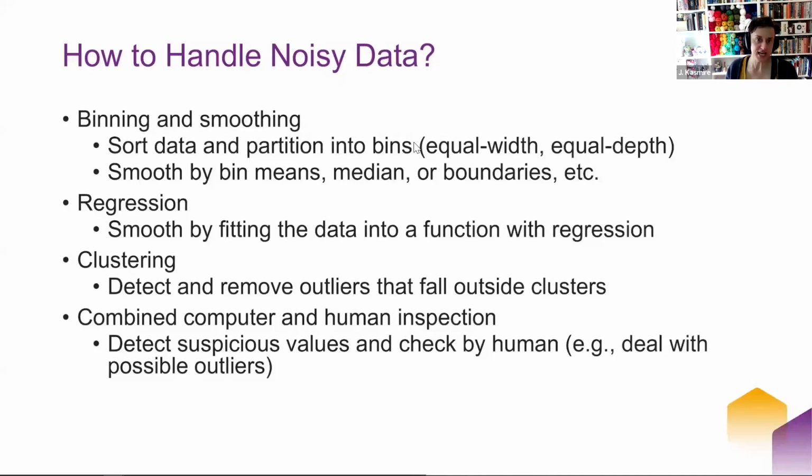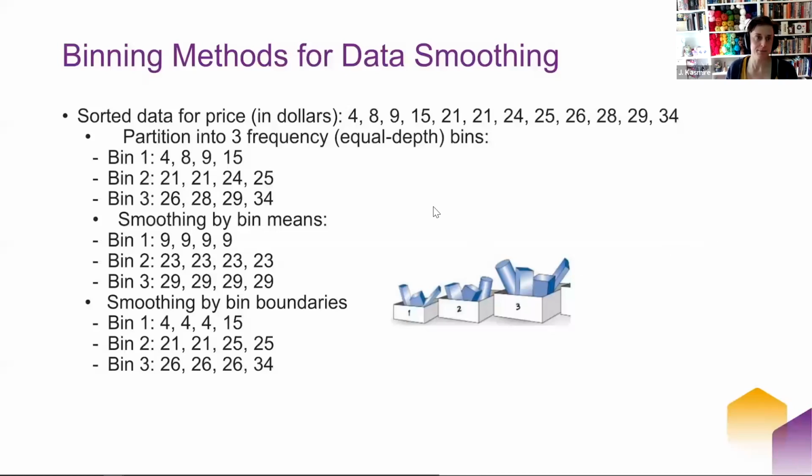So you can sort data and partition into bins of equal width or equal depth. You can smooth though by the means, the median, or the boundaries of the bin. You can do regression. You can cluster. You combine computer and human inspection to detect suspicious values and get some person to manually double check the real outliers. So here's a binning methods.